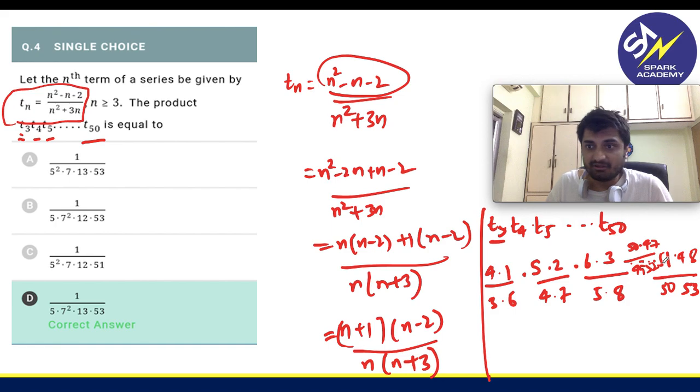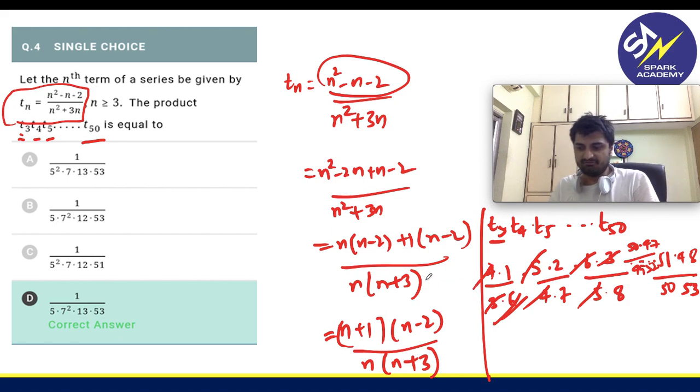So what will happen now, guys? Everything will get cancelled. Only thing you are getting is, here what is happening? 3 is getting cancelled eventually. 6 is also getting cancelled. Here 5 is also getting cancelled. 4 is also getting cancelled. Correct? So here what are we getting basically? 5 is also getting cancelled. 2 is also getting cancelled. So basically I am getting here 1 into 4.